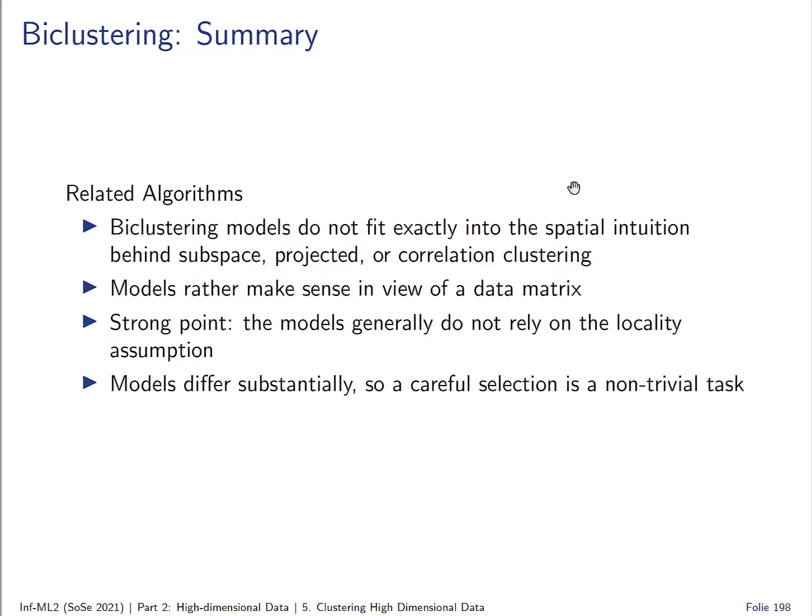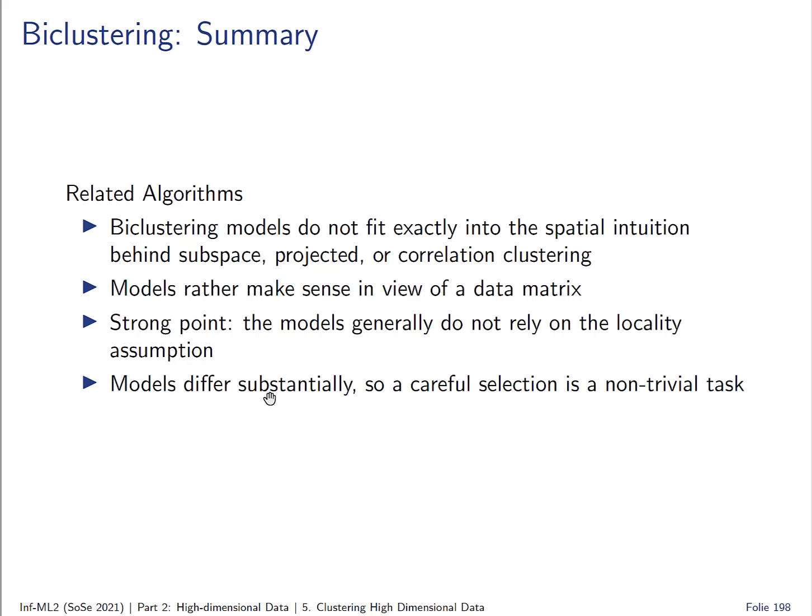So a short summary on these biclustering methods, and especially on the algorithms. We have biclustering models that do not fit exactly into the spatial intuition behind subspaces, projected clusters, subspace clusters, or also correlation clusters that we will get to know next week. The models rather make sense in the view of a data matrix, and that's how they have been defined. A strong point for these biclustering models is that they generally do not rely on the locality assumption. We don't care about any locality assumption in that case.